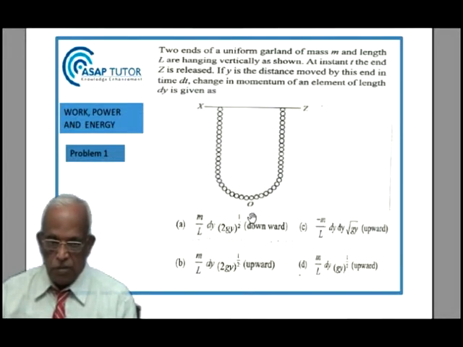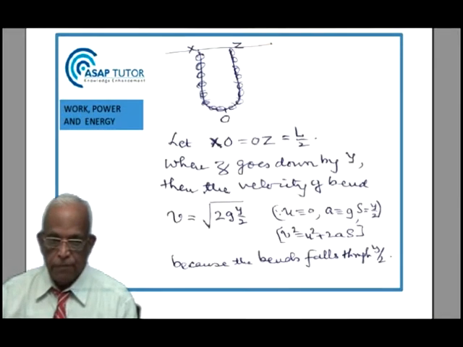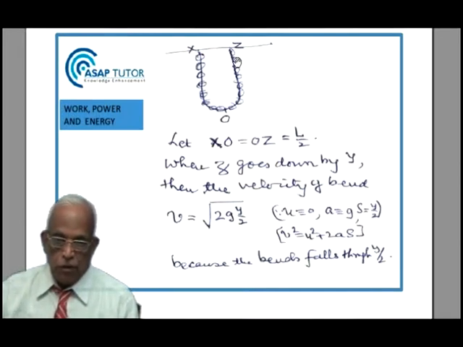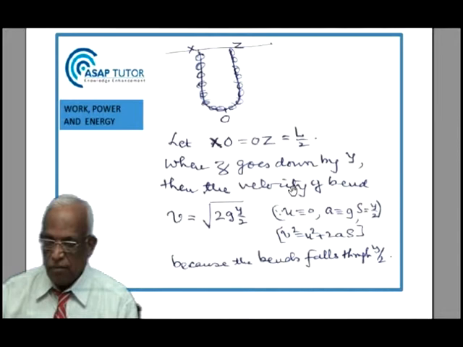What's going to happen is this end is going to come down, and we are interested in the change in momentum of an element of length dy corresponding to this. These are the four answers given. Let's see now. You can redraw the picture like this: x, z, and let O be the midpoint of x and z. As soon as I release the point z, it's going to travel this distance. Let xo equal oz equal L by 2, half the length.